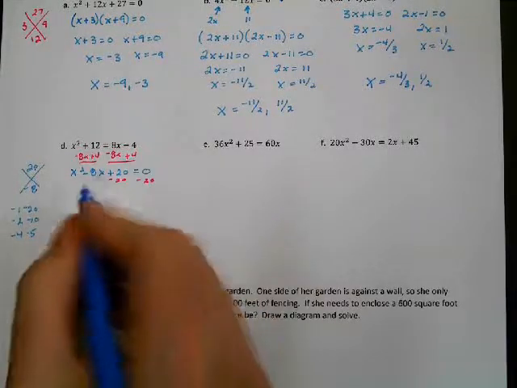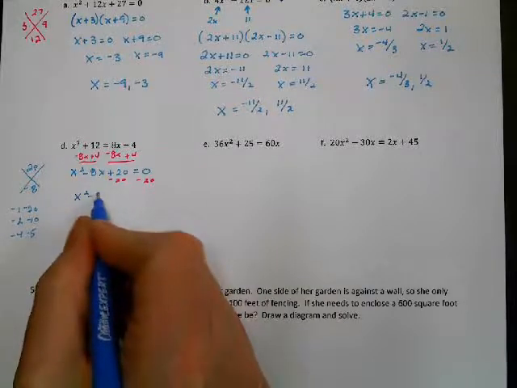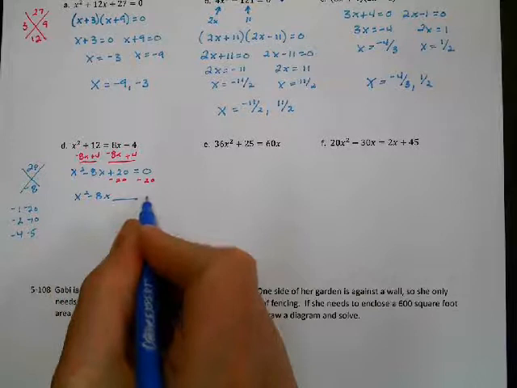So this gives me x squared minus 8x. I'm going to leave a blank here. Equals negative 20.